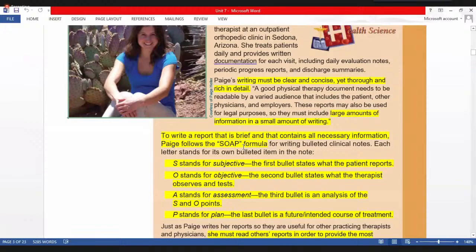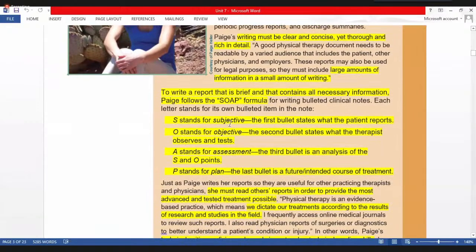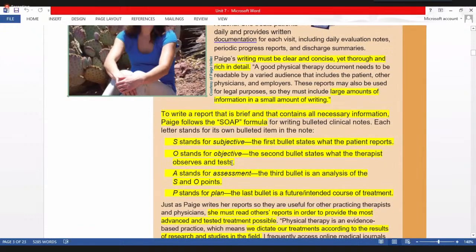So what is that formula? See here. S stands for subjective, right? O stands for objective. A stands for assessment. P stands for plan, isn't it? Now see, she gives a very clear example, right? Suppose now when you become sick, right? When you become sick, you go to the doctor, isn't it? You go to the doctor.